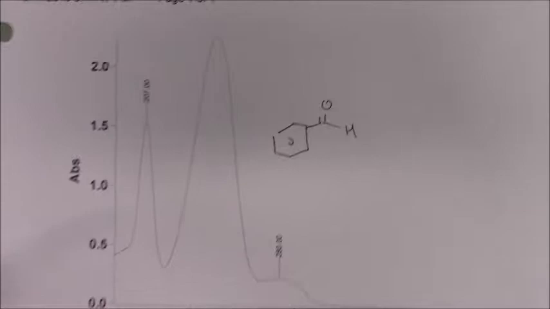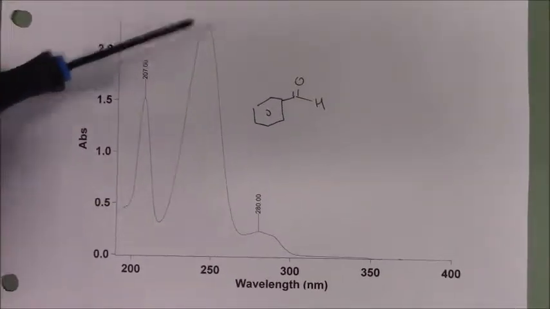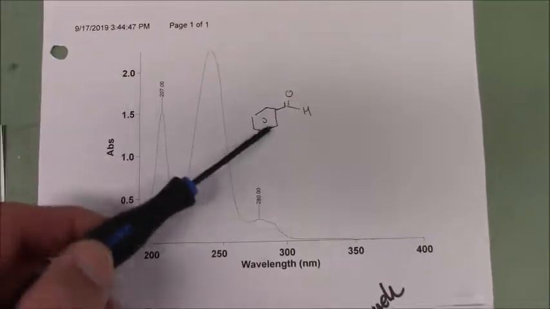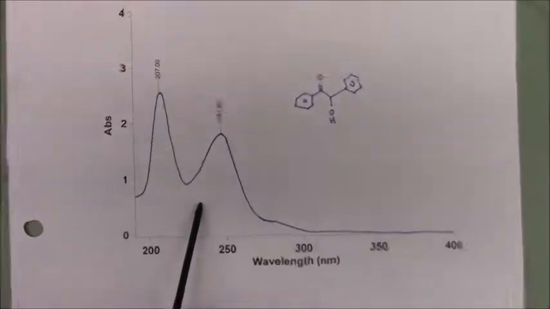Benzaldehyde, we've done this before. That's what the benzaldehyde peaks look like. This one should have had a number on it, but that's the benzaldehyde. Make sure you draw your structures on your spectra. The product looks like this.